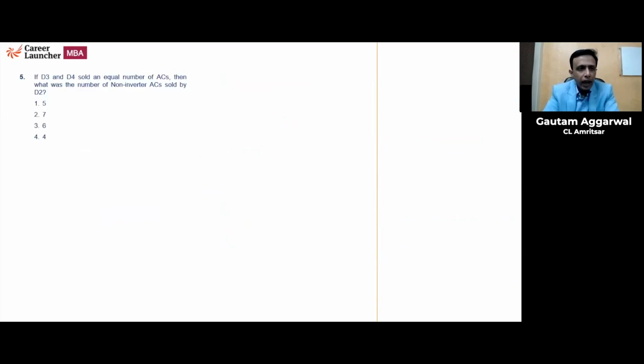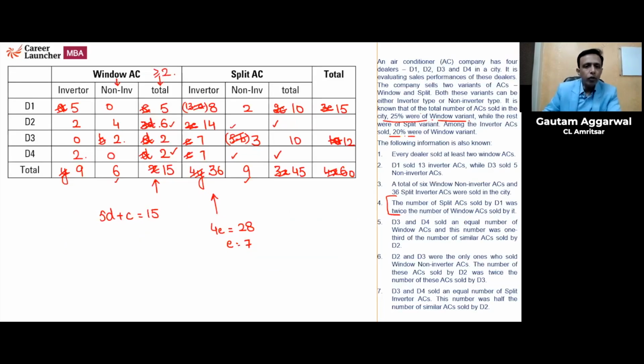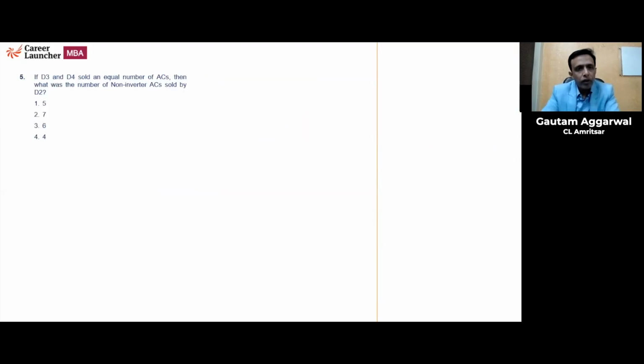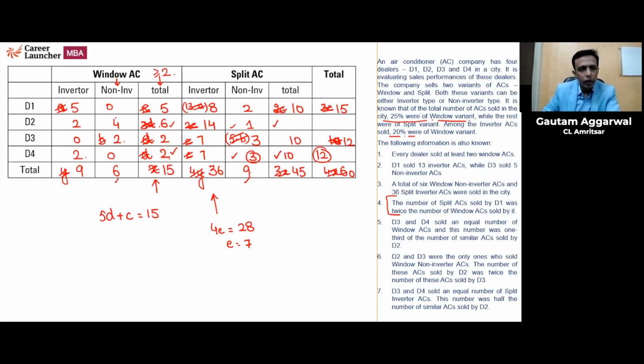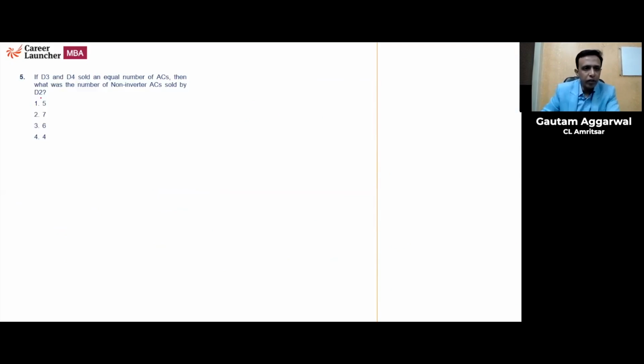Perfect. And the last question asked was, D3 and D4 have sold an equal number of ACs. Then what was the number of non-inverter ACs sold by D2? If D3 and D4 have sold an equal number, that means this has to be 12. But this was 2, so this has to be 10, this has to be 3. This is 3. We understand the total of 9. 3 plus 3, this is already 6 plus 2, so this has to be 1. So what they were asking is the number of non-inverter ACs sold by D2. So that would turn out to be 4 here and 1 here. That means the total of this has to be essentially 5.